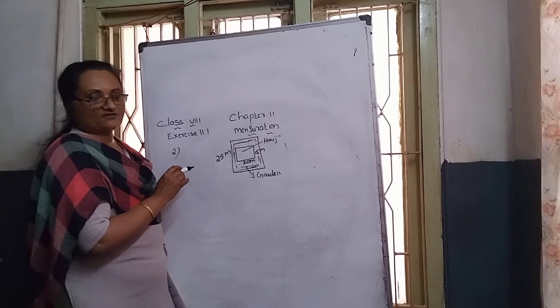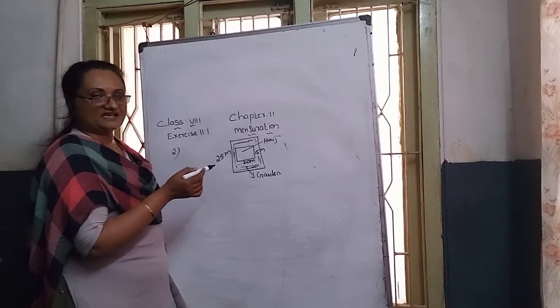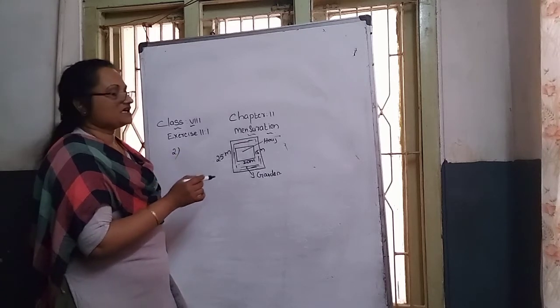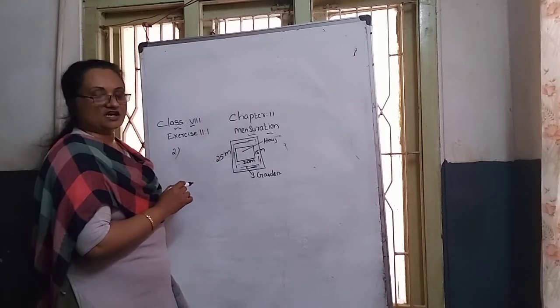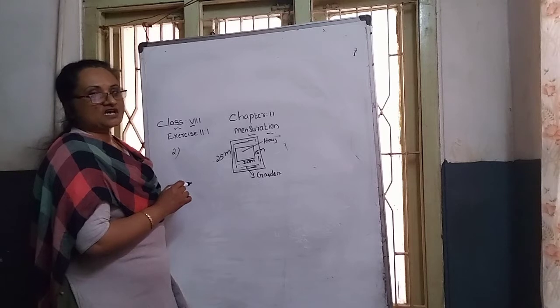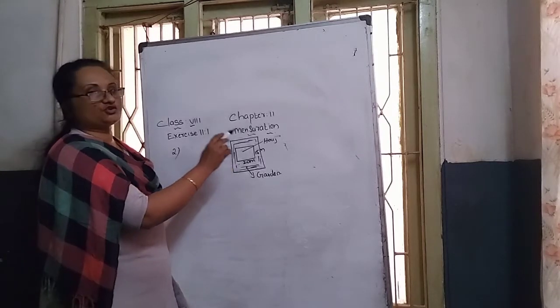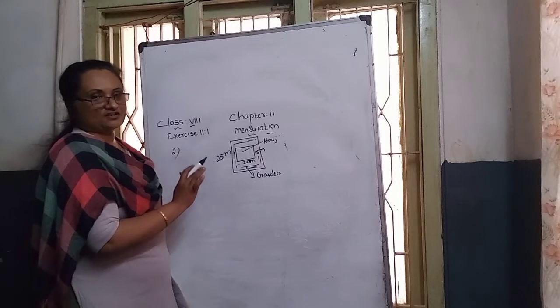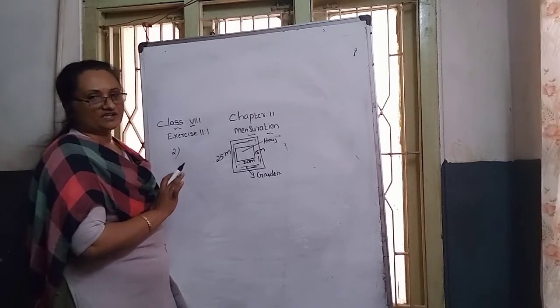What is the formula for finding a square area? Side into side is the formula. That formula applied, the area of the square is found. Then afterwards, the house area is found. House is in which shape? A rectangle shape. So the area of the house, that is a rectangle, is length into breadth. Length is given as 20, breadth is 15. Substitute the values and multiply, and we will get the area of the house.